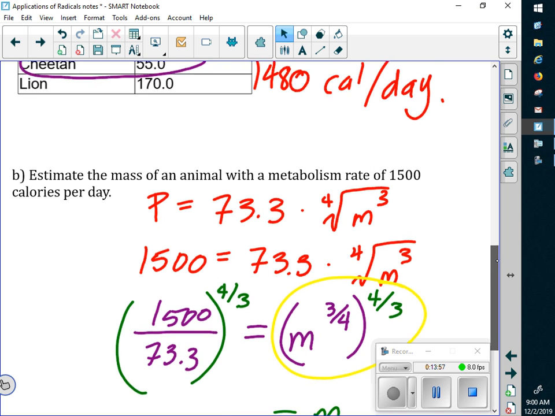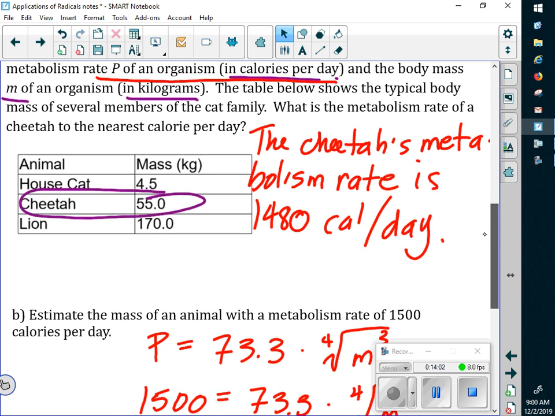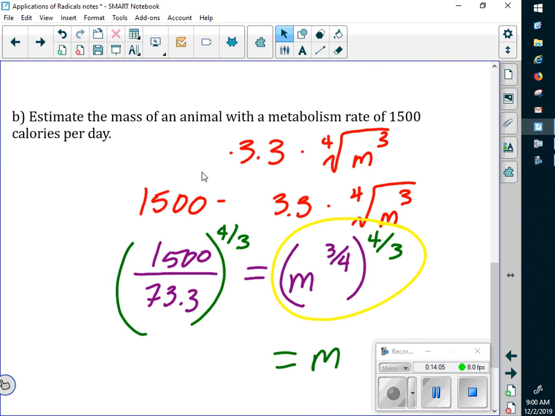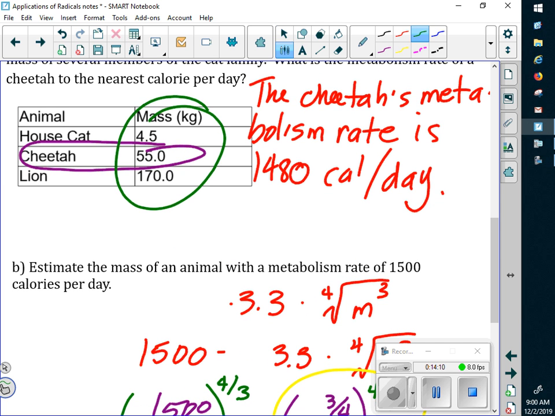What in the world was the question? Estimate the mass of an animal with that metabolism rate. What are all of these mass? So what do we need to round to based on what these have done? To one place after the decimal, which is the tenths place. So take that number that you have on your calculator and round it to the tenths place. Do you see how these have 0.0? So let's write 156.0.